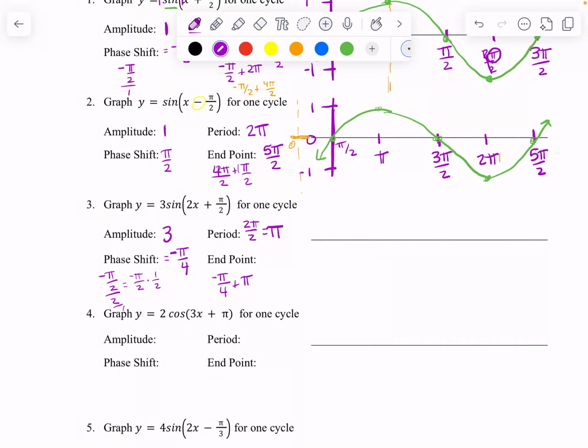Well, that's 4 pi over 4. So 3 pi over 4. All right, my amplitude is now 3, so I'm just going to say 0, and I can change the scale to whatever I want, so I'm going to say that guy's negative 3. Phase shift is negative pi over 4, endpoint 3 pi over 4.